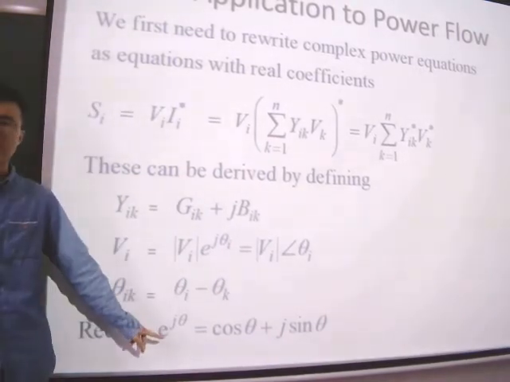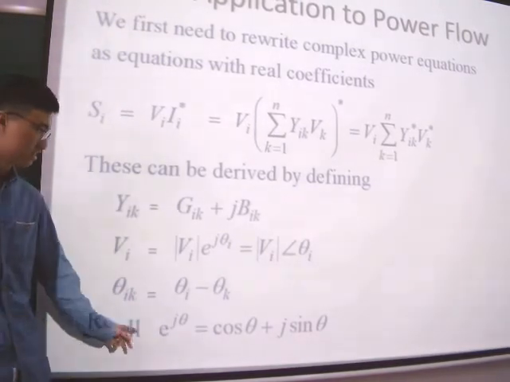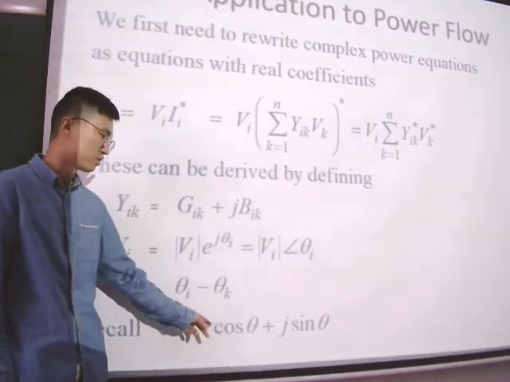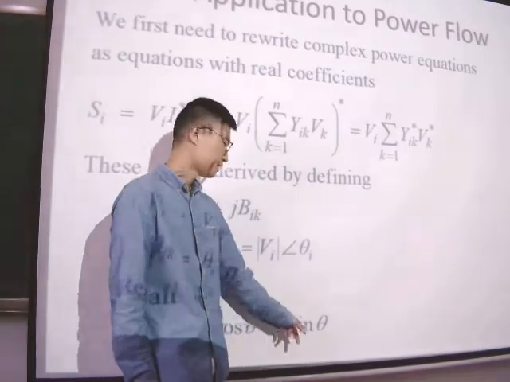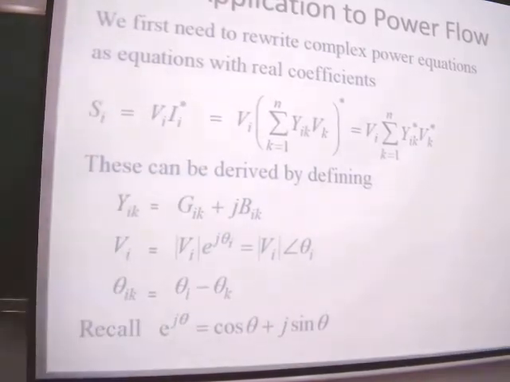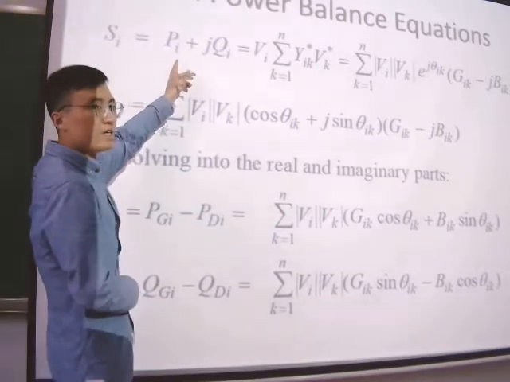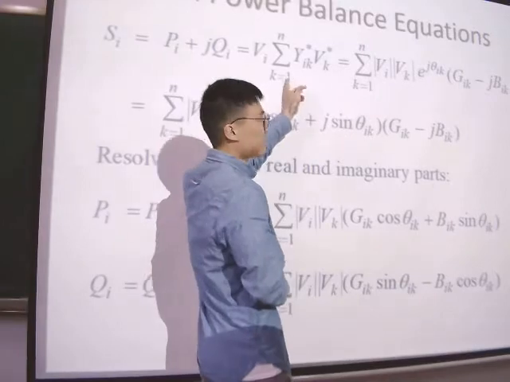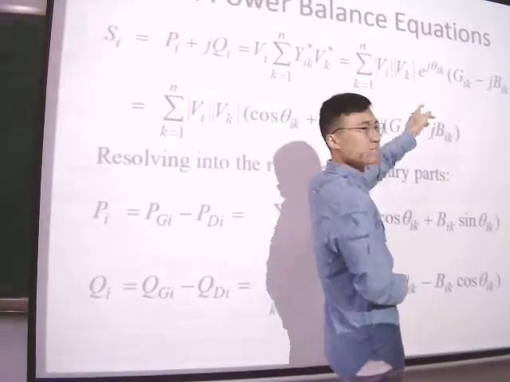So the Euler formula, you remember? Yes, sir. Right? e to the j theta is equal to cosine theta plus sine theta j. Okay, so in this case, P and Q, right? We know that P and Q can be written down like this.